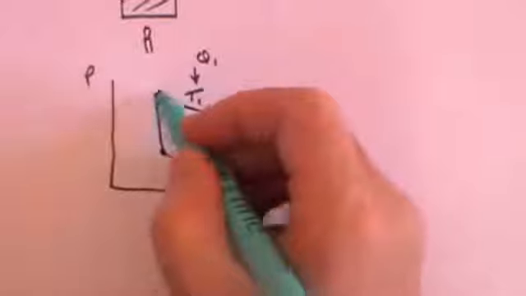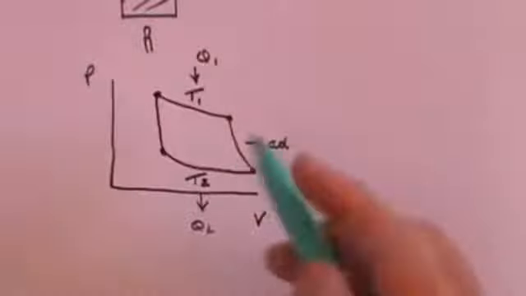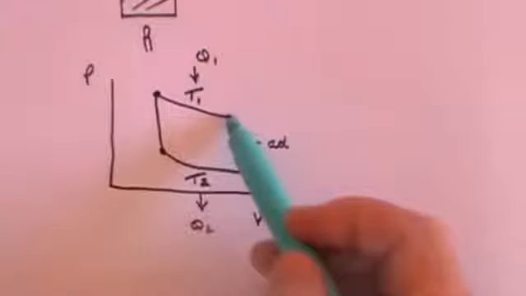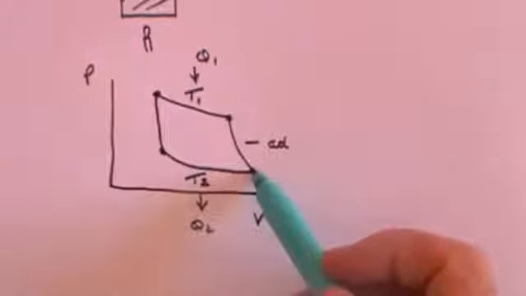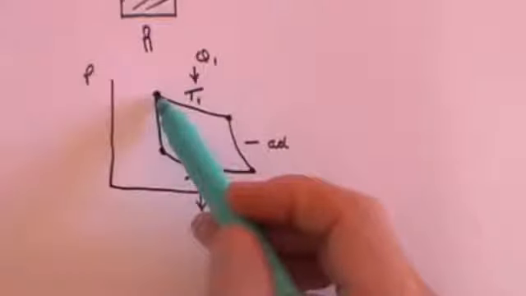And when you get back to here, you're back at the same energy as you were before, so you're back at the same temperature that you were before. And that is called a Carnot cycle. It's an isothermal expansion, an adiabatic expansion, an isothermal contraction, an adiabatic contraction, back to where you started.